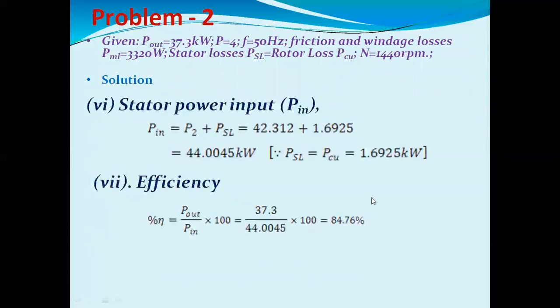1.6925 kilowatt. So just putting those values, you will find 44.0045 kilowatt. Here SL equals PC equals 1.6925 kilowatt. So the efficiency, that is P out by P in into 100: the output power is 37.3 and the input power is just calculated as 44.0045, so the efficiency is 84.76%.